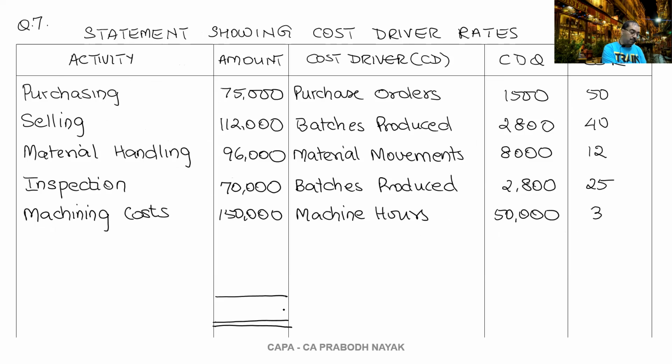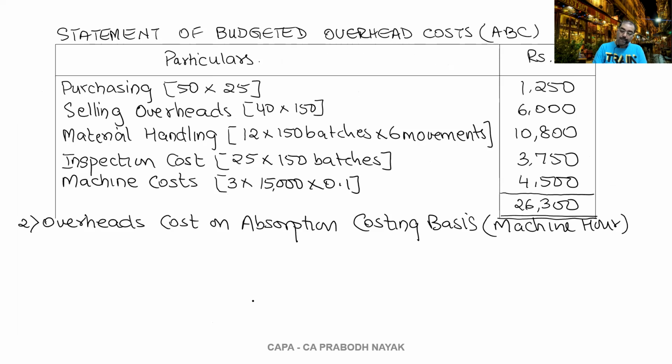5,03,000. Now, this is the total overheads. The total overheads of 5,03,000, that total amount is not going to change. Now, I have to allocate on the basis of machine hours. So I will write here total overheads 5,03,000, and total machine hours are 50,000.